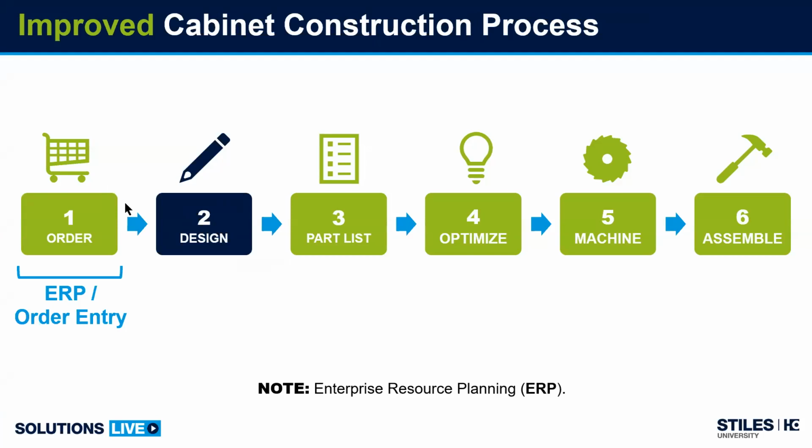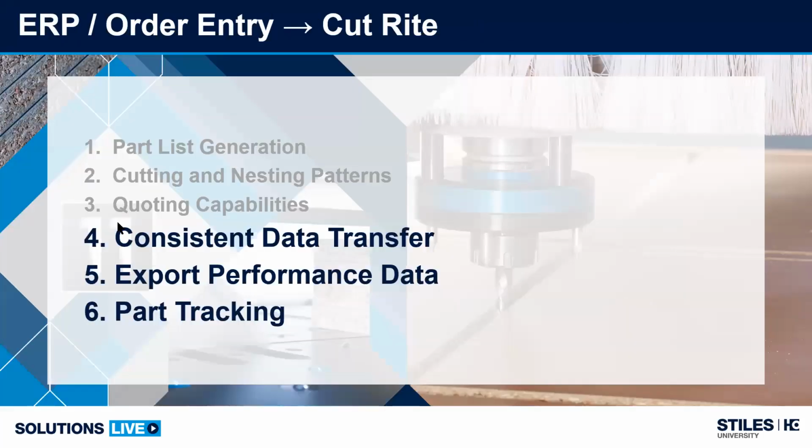So what do we get out of that? What are we looking for? Consistent data transfer. Sending back to an ERP system or an order entry system the data that we need to track how well we're doing. And then part tracking.